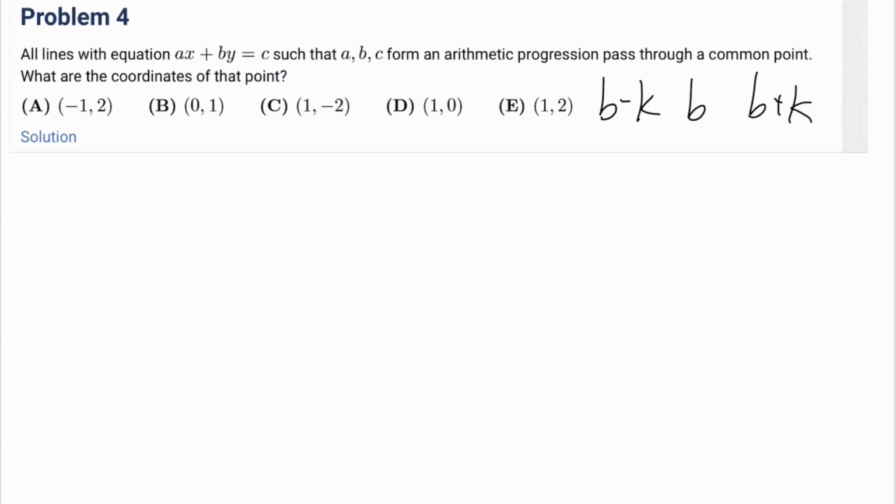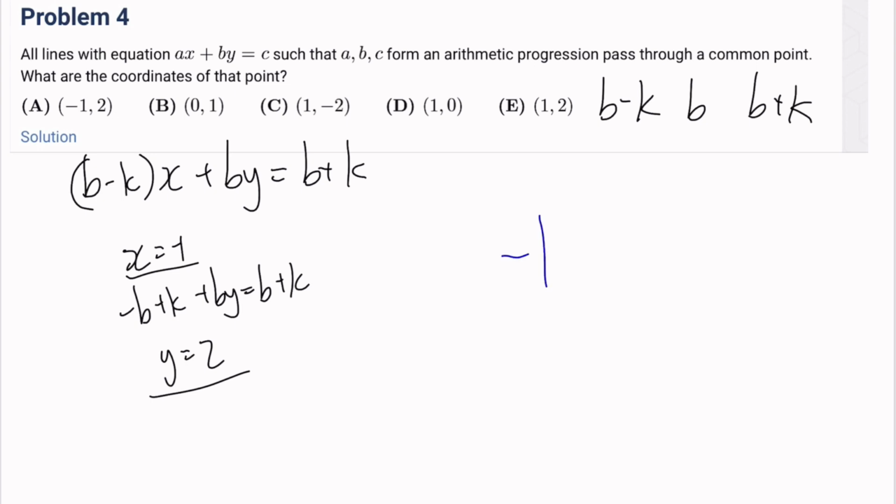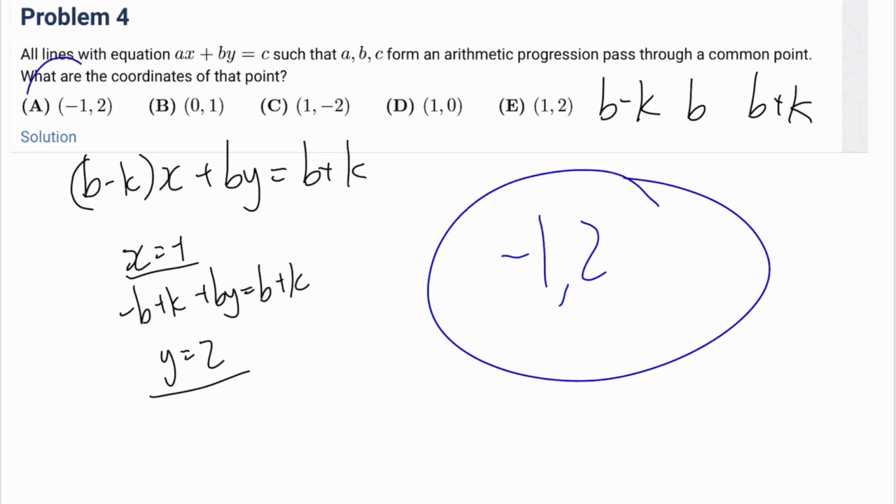And so if we put in those, then (B minus K)x plus By would equal B plus K, right? And so x equals minus 1, because minus Kx has to be plus K. And so minus B plus K plus By equals B plus K, and so y should equal 2, right? And so x is minus 1 and y is 2. So the point is (-1, 2). So the answer is A.